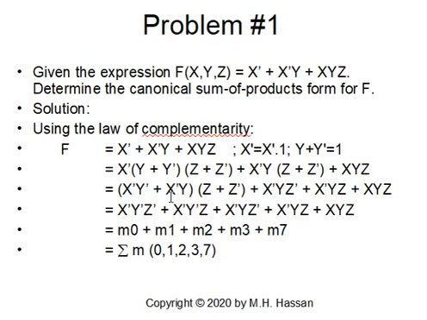We multiply again here, and we end up with this formula: x prime y prime z prime, which is minterm 0, x prime y prime z, which is minterm 1, x prime y z prime, which is minterm 2, x prime y z, which is minterm 3, and x y z, which is minterm 7. And this is the sum of minterms 0, 1, 2, 3, 7.